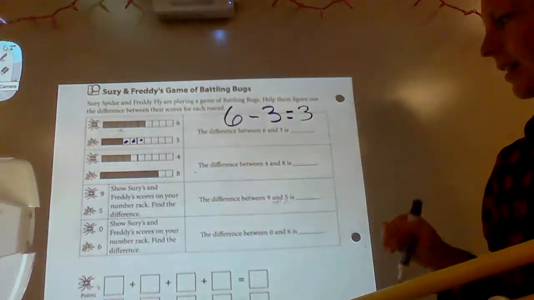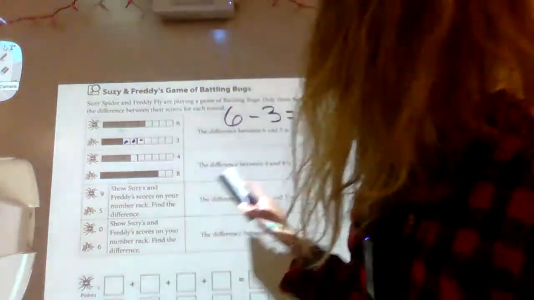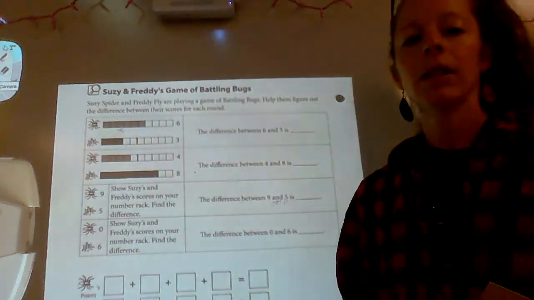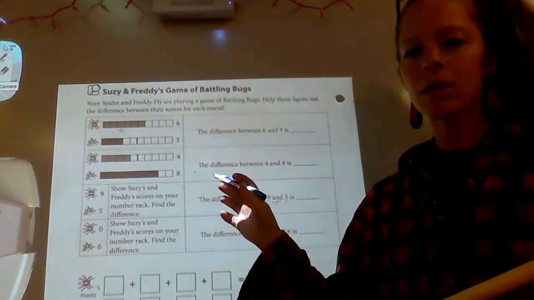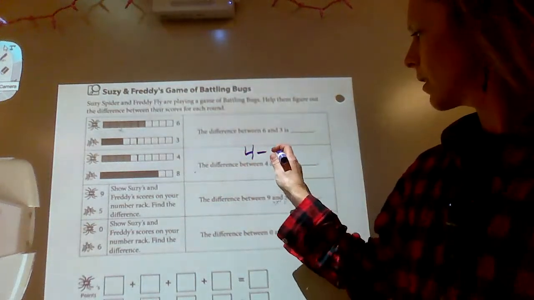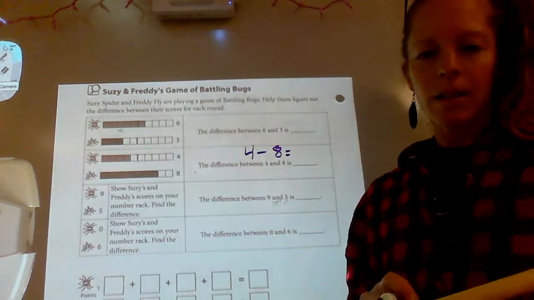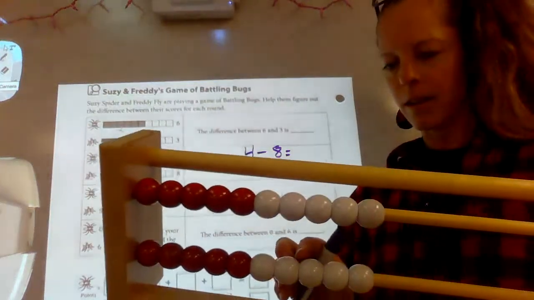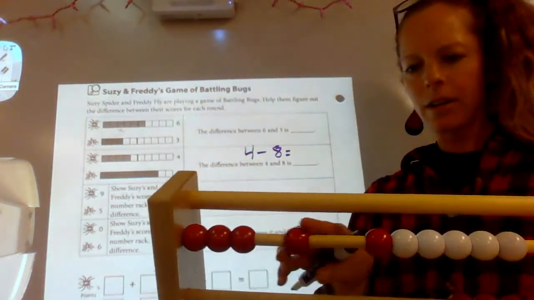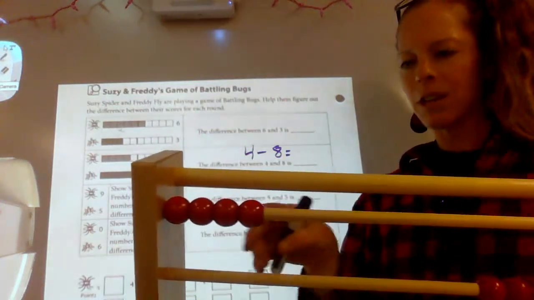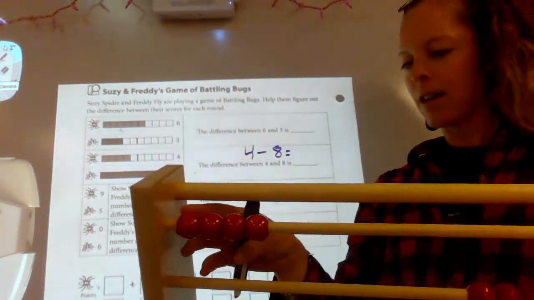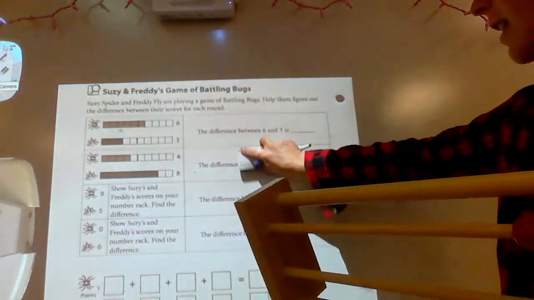Okay, the next one. The difference between 4 and 8 is... Again, some might be thinking, well, it says the difference between 4 and 8, so I have to go like this. That's what the problem says. But can we do that? Can we take, if we start with 4, like the equation says, can we take 8 away from 4? No, because there's not enough there. So we have to flip the equation around.